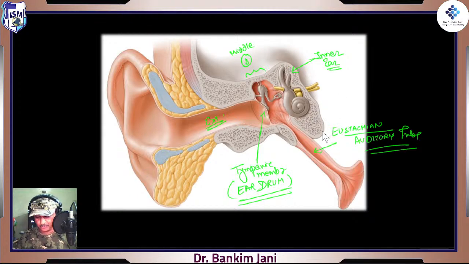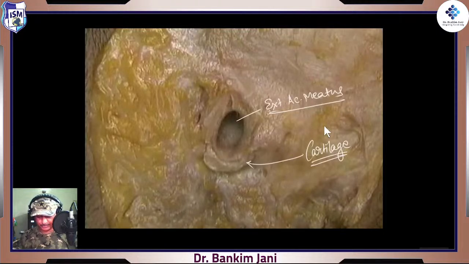Okay, so here it is. Now we are going into that dissection: the external acoustic meatus and the cartilage. Now see, the direction is very important.